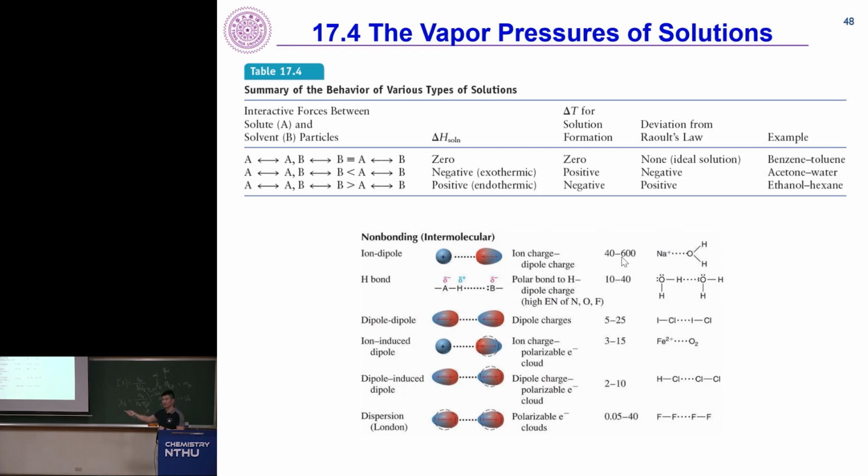Okay, and then remember this table is very important. You don't need to remember the numbers, but you need to know how to judge the strengths. Right? Ion dipole is going to be the strongest, hydrogen bond will be the second, dipole is the third, ion induced dipole will be the fourth, dipole induced dipole will be the fifth, and dispersion, nonpolar, or London, a lot of names for this, van der Waals is the weakest. Okay. Any questions?